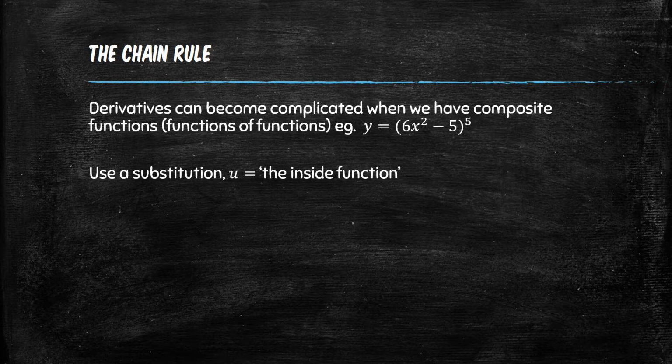U's the common one. And u is the inside function, so the bit inside the bracket, or you could put brackets around it really, I guess. So in this case, we've let u equal 6x squared minus 5. And therefore, this now becomes a lot easier because now we've got y equals u to the power of 5.